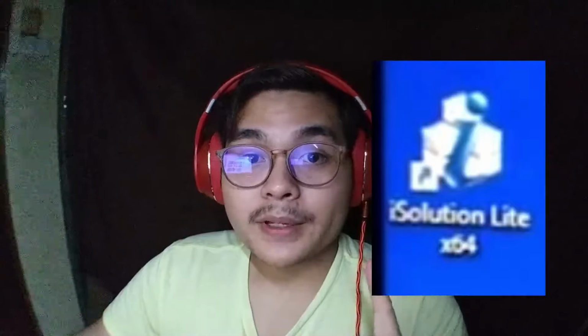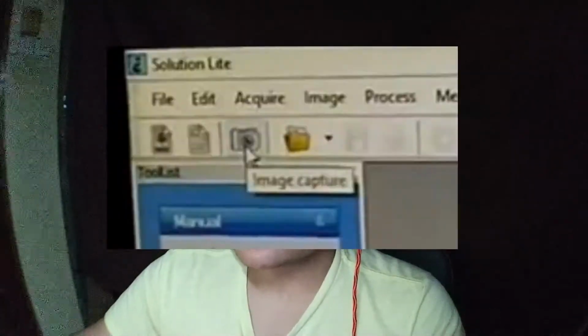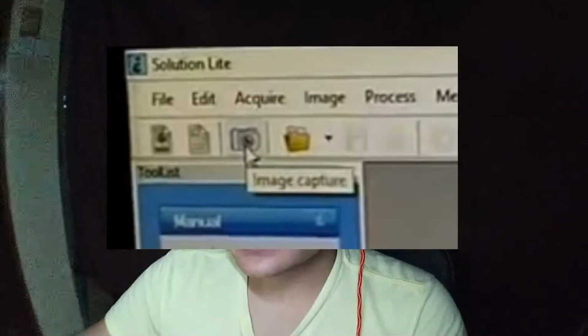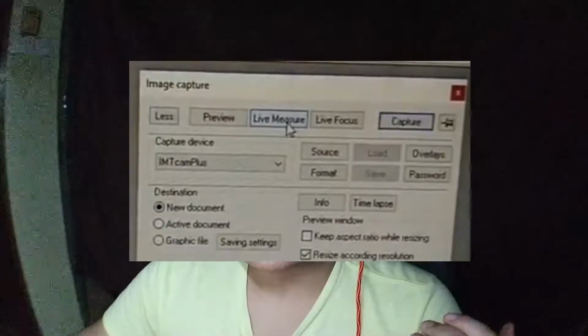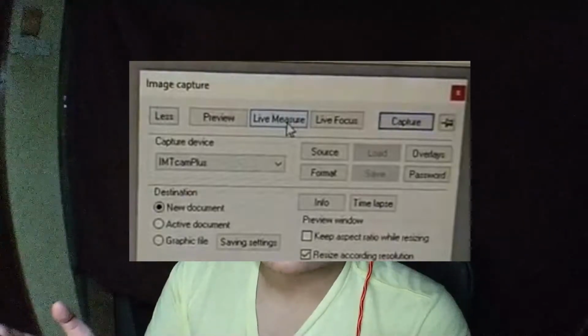Firstly, open the image solution light on your computer and then click on Image Capture on the left side of the interface. Once the Image Capture interface has appeared, click on Live Measure on the right side of the interface. Thirdly, put the sample and the magnification lens on the workstage. Please use the light as your position reference.